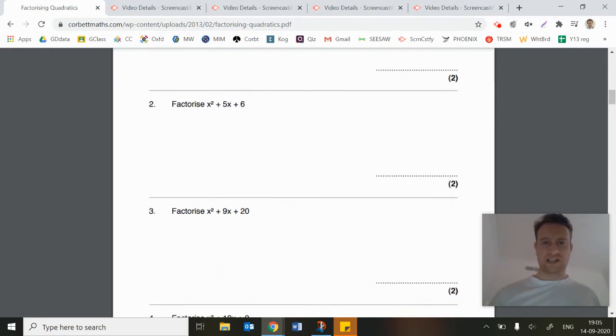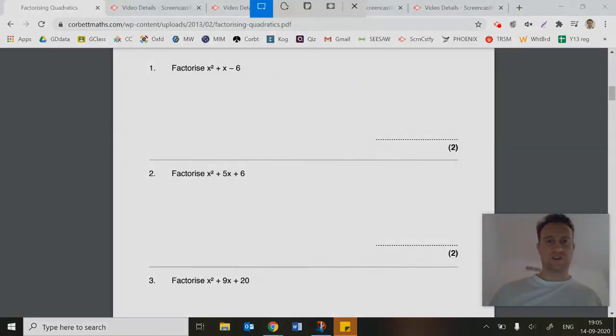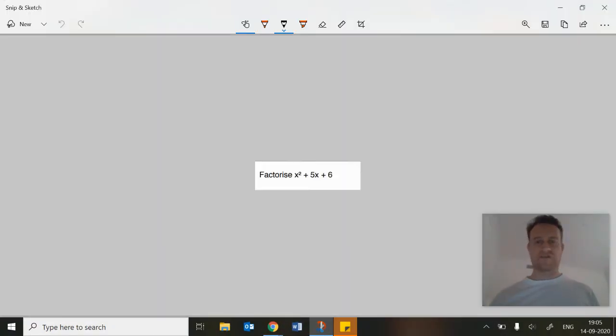So let's take an easy-ish one to start off with. So let's take this one in question 2. So we're going to factorise x squared plus 5x plus 6. Okay, well, if you've had lots of practice with expanding brackets, factorising won't be too difficult.